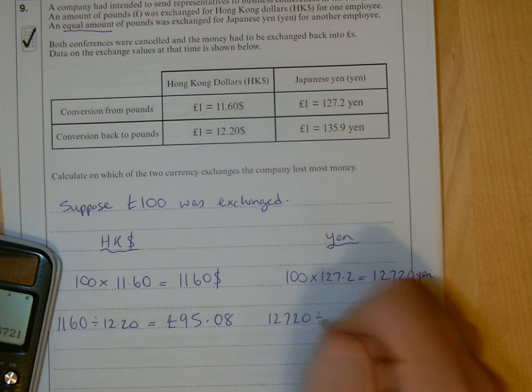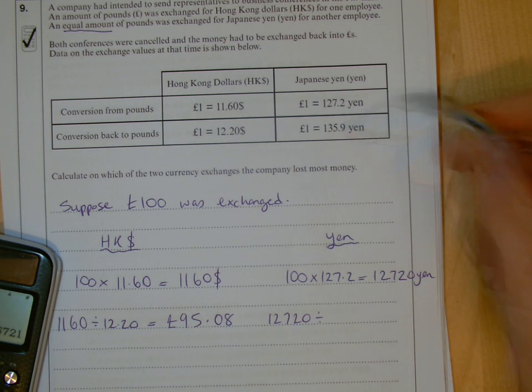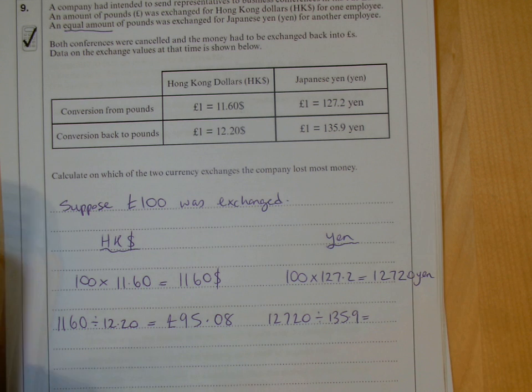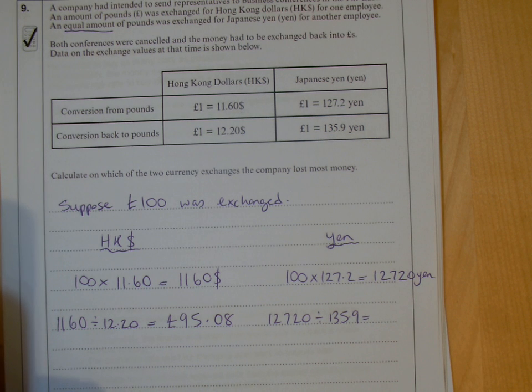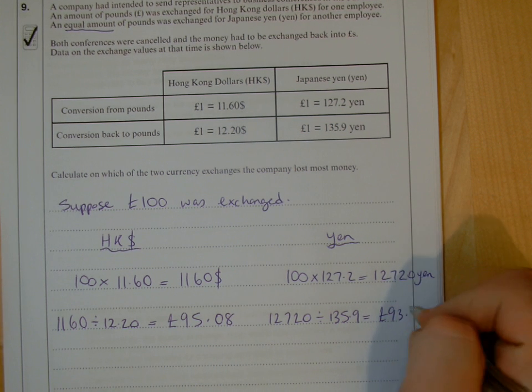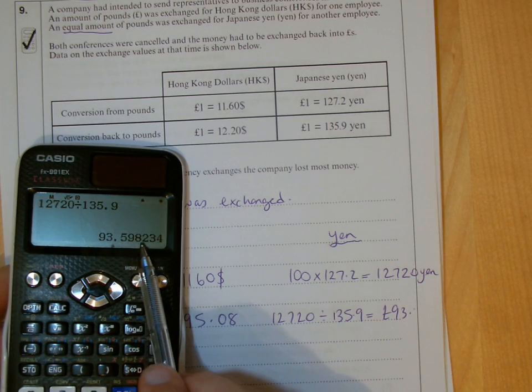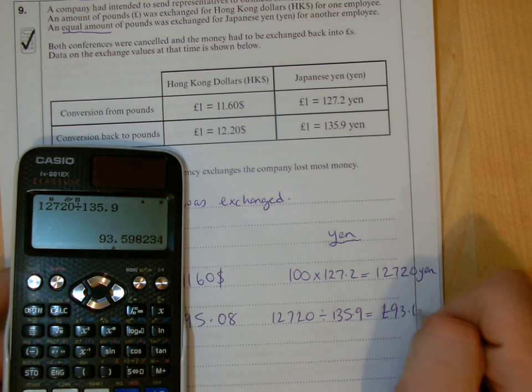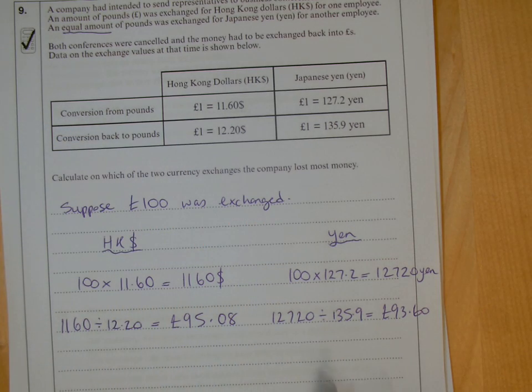12720 divided by the exchange rate, which was 135.9. And that one comes to £93.59. Well, what is it? It's 598, isn't it? So I'd round that 9 up, so it'd be 60. So this is what they received back.